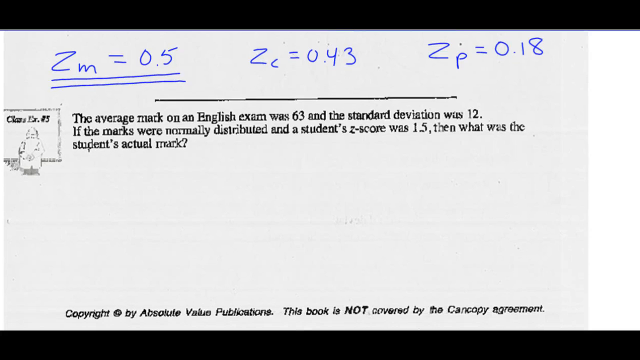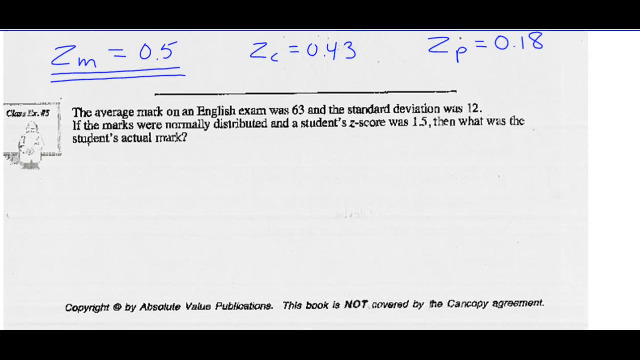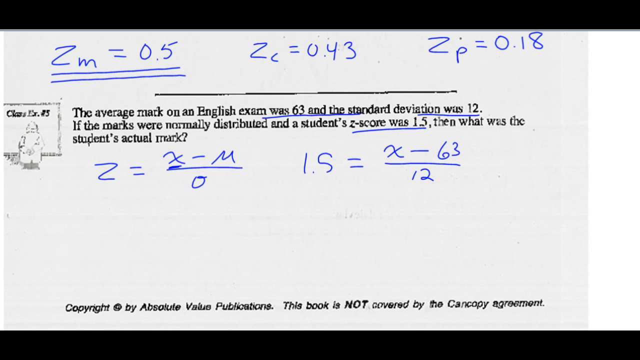Example 5. The average mark on an English exam was 63 and the standard deviation was 12. If the marks were normally distributed and a student's z-score was 1.5, what was the student's actual mark? So you've got your z-score formula. We are looking for the student's actual mark, so we're looking for the x value. We know all the other values, so let's substitute into this equation. The z-score is 1.5. We don't know his actual mark, that's what we're asked to find. We're told the average is 63 and the standard deviation is 12. So we should be able to solve this equation for x.